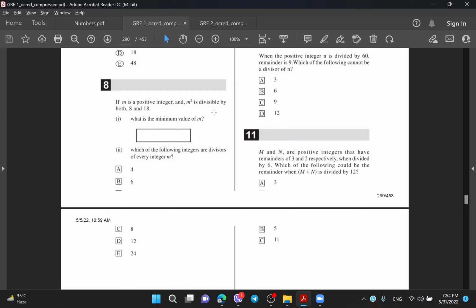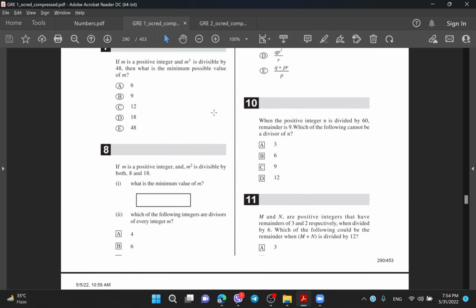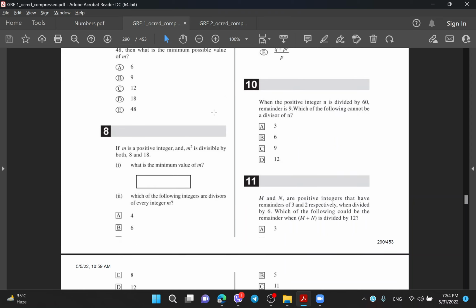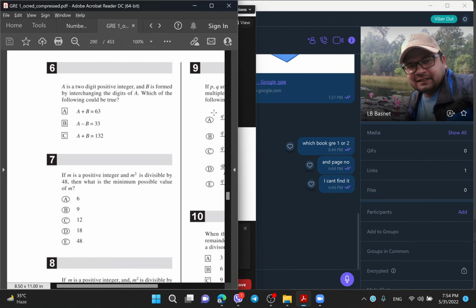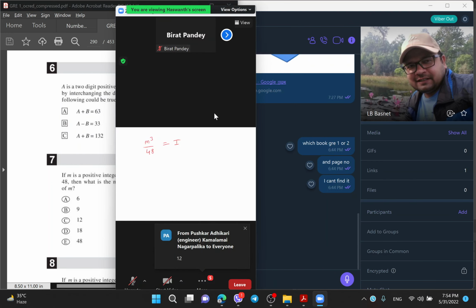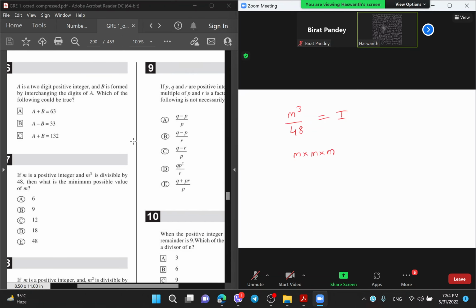Concentrate here now. Let's discuss these questions. The first case says m is a positive integer and m cube is divisible by 48. Then what is the minimum possible value of m? M cube is divisible by 48. Yeah, 12. M cube is divisible by 48 means m cube by 48 must give us an integer. So first step, expand numerator. M cube means m into m into m by 48.